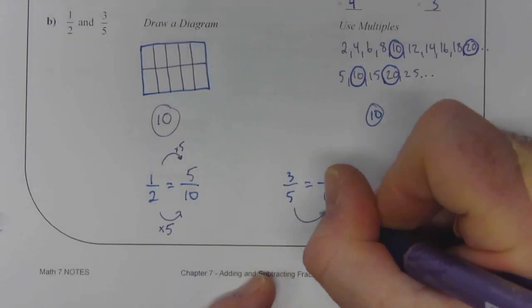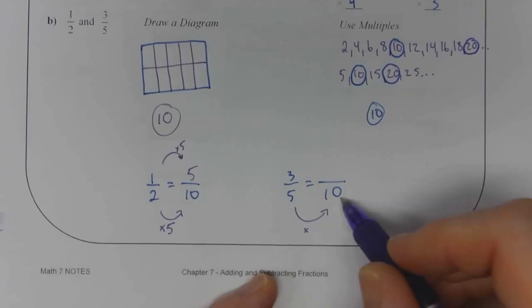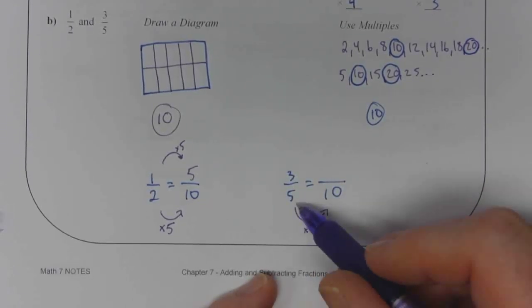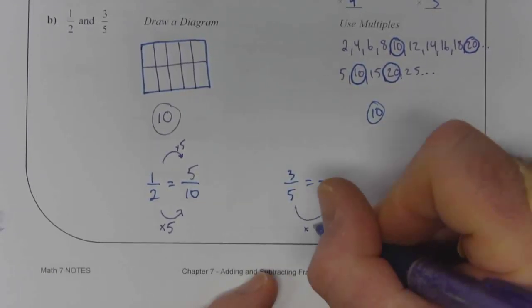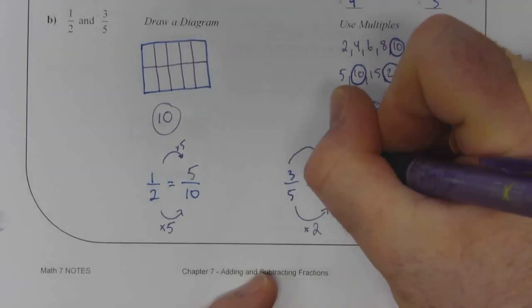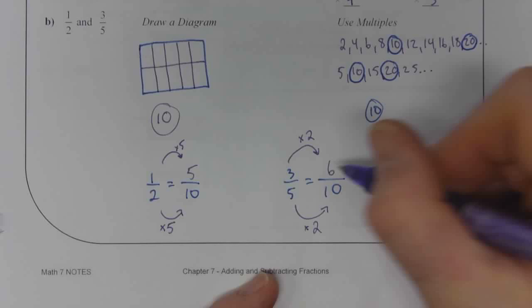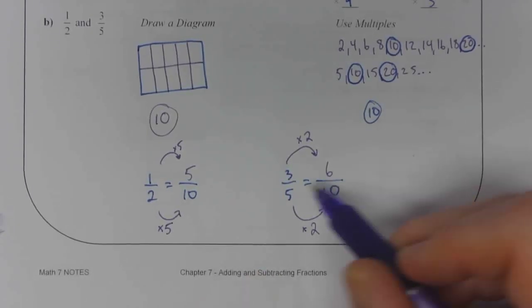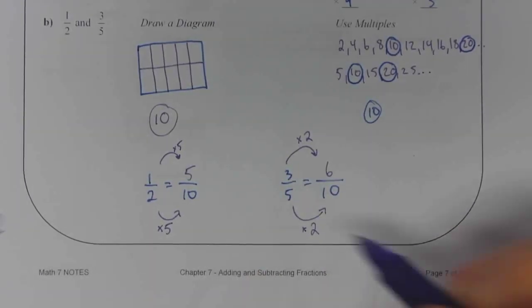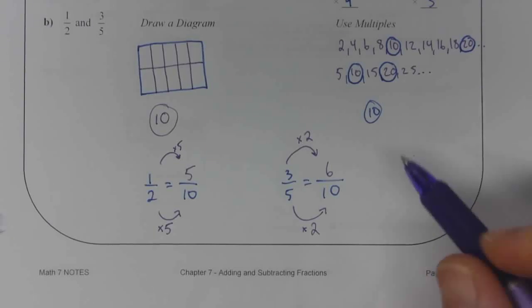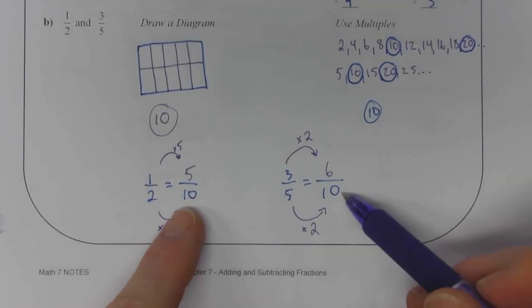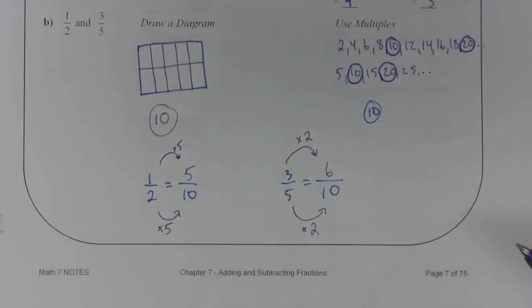Same deal here. 5 times something gives you 10. Well, 10 divided by 5 is 2, so 5 times 2 is 10. If you're multiplying the bottom by 2, then you multiply the top by 2. 3 times 2 is 6. So 6/10 is the equivalent fraction to 3/5, using our common denominator. So now using 5/10 and 6/10, we can do adding or subtracting. So that's the process.